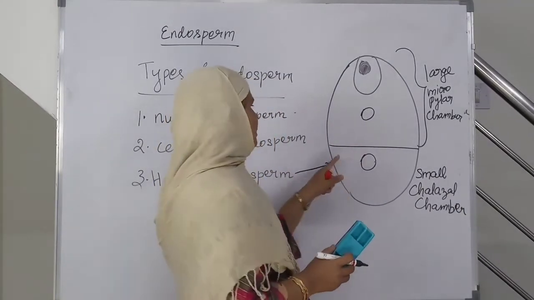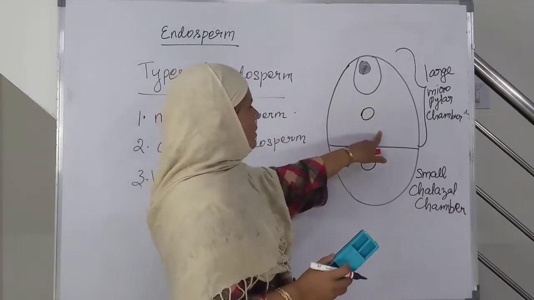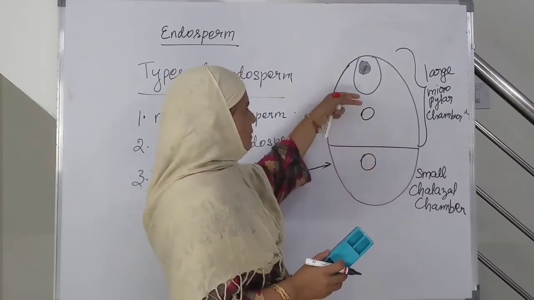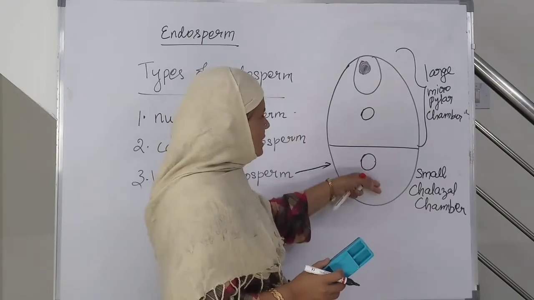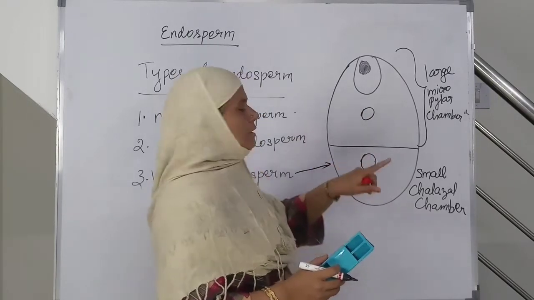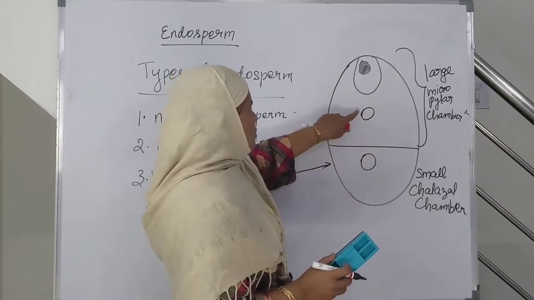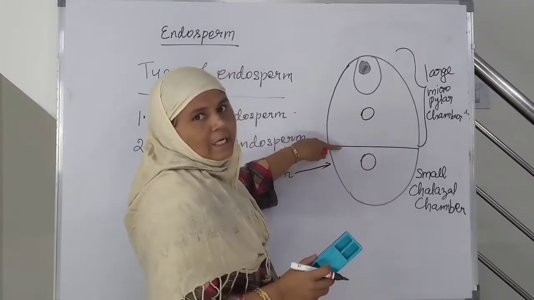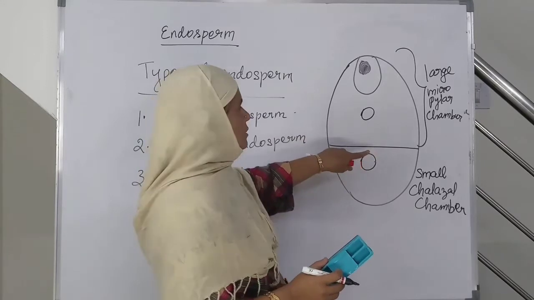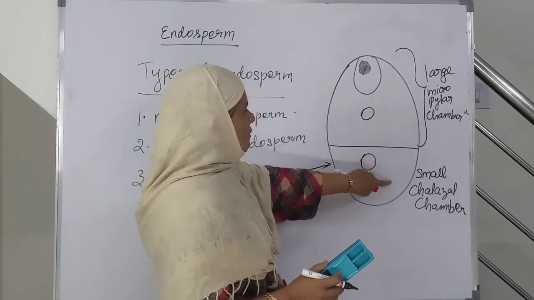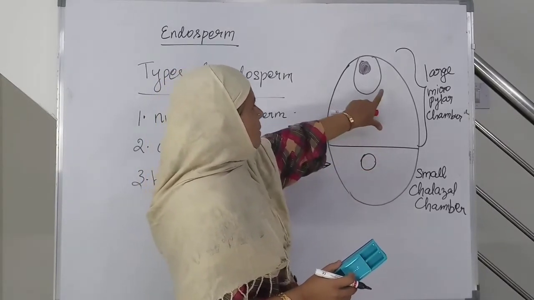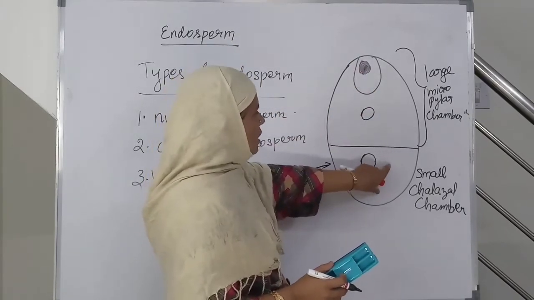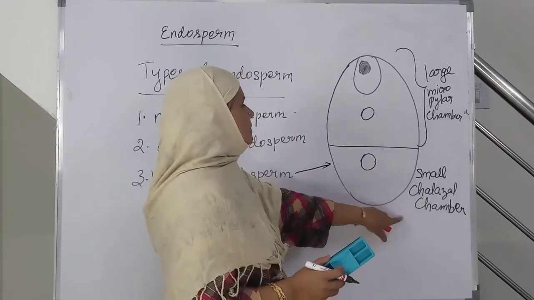So once again I will tell you, the primary endosperm nucleus divides into two nuclei. That means first the primary endosperm nucleus moves towards the base and divides into two nuclei, and as soon as the nuclei formation, the wall formation occurs. Because of the wall formation, two chambers are provided here. One chamber is large towards the micropylar end and another chamber is small towards the chalazal end.